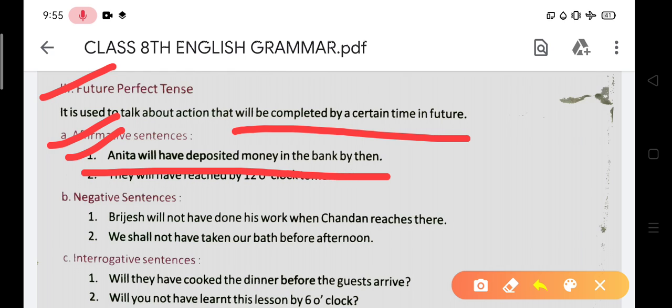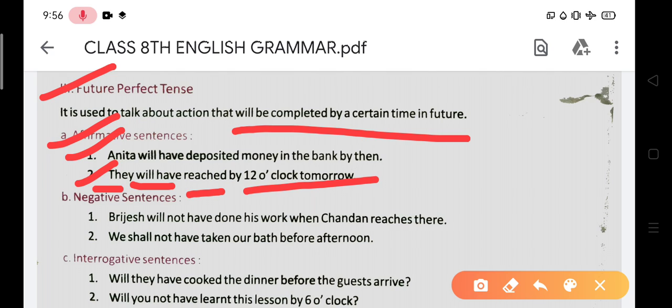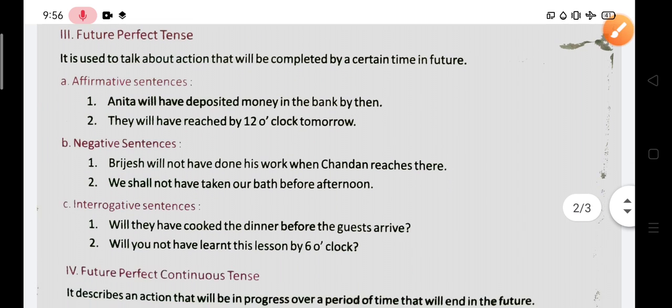Good. After that, number second example you can see here, they will have reached by 12 o'clock tomorrow. Very first you can say subject, helping verb, main verb, and all the things. So they will have reached by 12 o'clock tomorrow. Good. After that we will talk about the negative sentence.